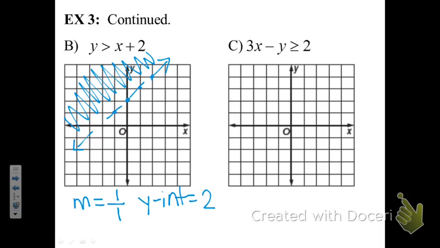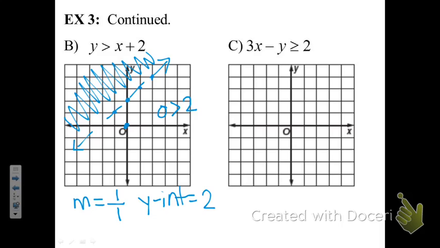But if you're not sure, pick a point. I like to pick 0, 0 if it's not on the line, and plug that in. If I put 0 in for y and 0 in for x, I get an inequality that will read 0 is greater than 2. This is not true, so that tells me the point that I chose, 0, 0, is not part of the shaded region. And that will justify that I did shade the right direction on my graph.